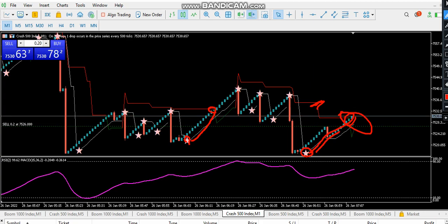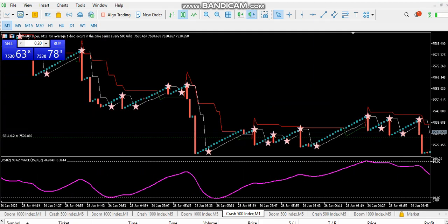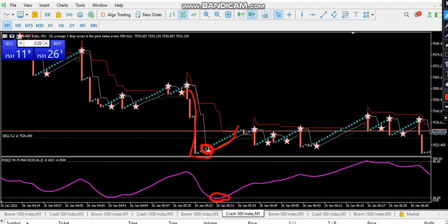Look here now. After this spike here, you understand me? The star appeared here and you entered. The moment the market touches here, you close your trade. Now, one good way to gauge this is to look at this RSI here. Once your RSI touches 10, you wait for the star to appear. It's a good time for you to make some money.